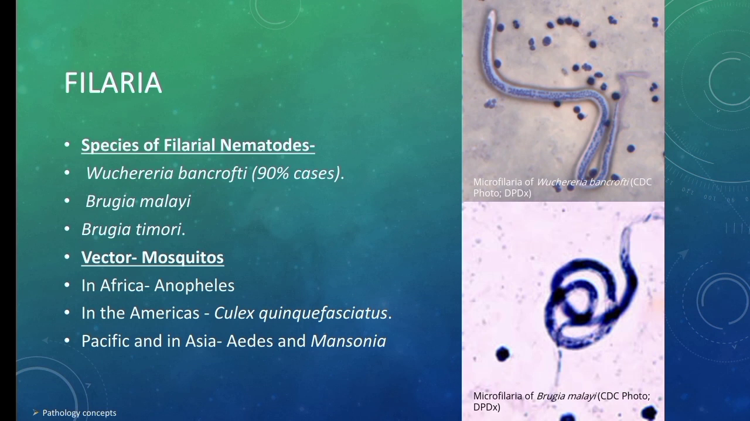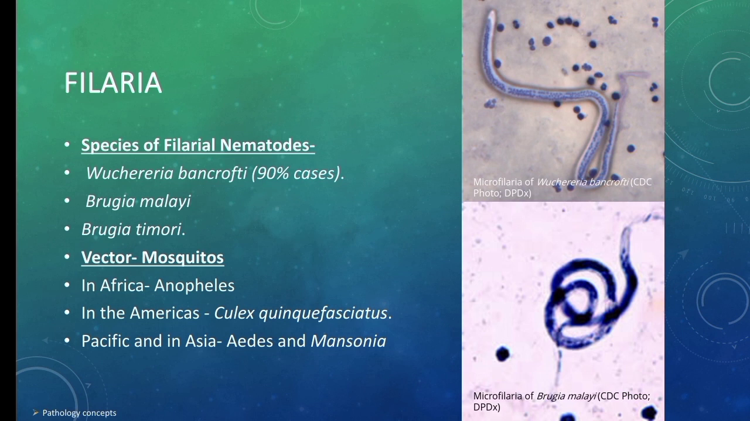Let's learn the filaria. Important species of the filarial nematodes are Wuchereria bancrofti, Brugia malayi, and Brugia timori. In 90% of the cases, the species is Wuchereria bancrofti.